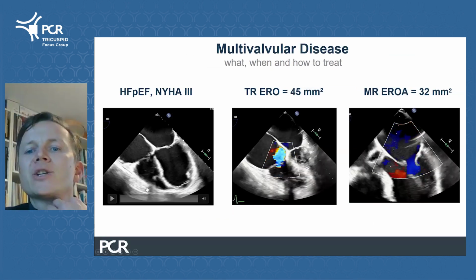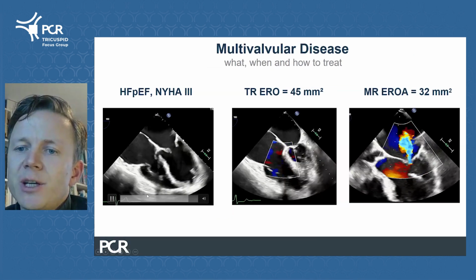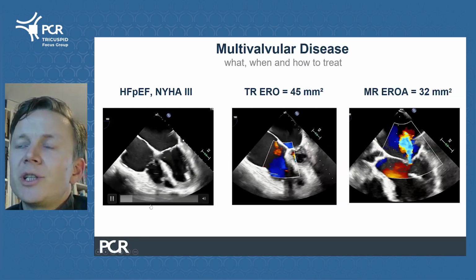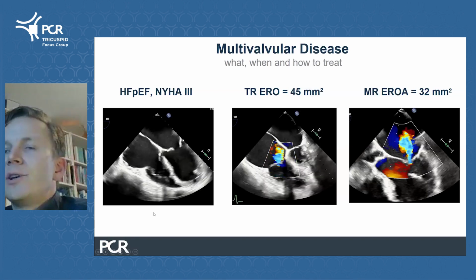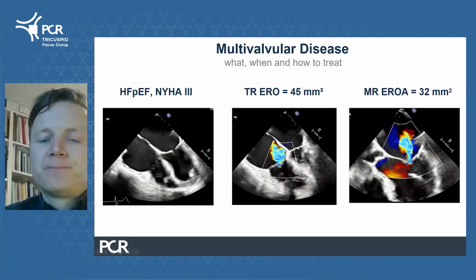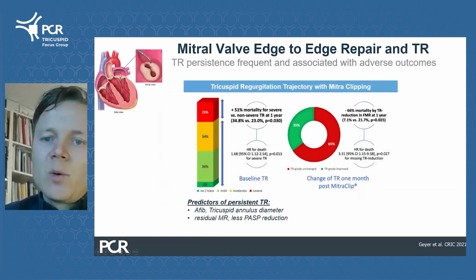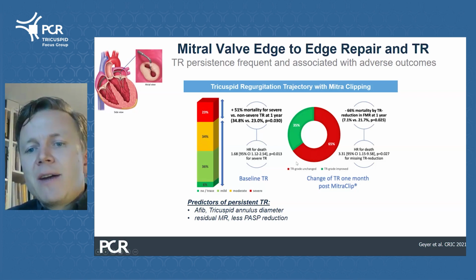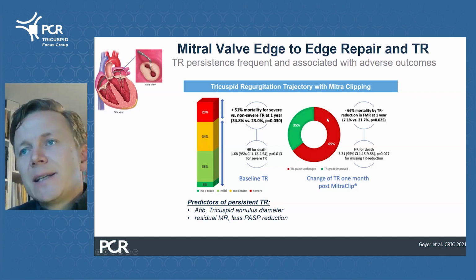Here's another scenario of a patient that you're probably all familiar with. This is a patient presenting with multivalvular disease, severe tricuspid regurgitation, and moderate to severe MR. And here the question really is what to treat, when to treat, and how to treat. And we know that when we're treating mitral regurgitation, the presence of significant tricuspid regurgitation at baseline is prognostically unfavorable, as is the persistence of tricuspid regurgitation after mitral intervention, which is the case actually in the majority here, in two thirds of patients in this study.